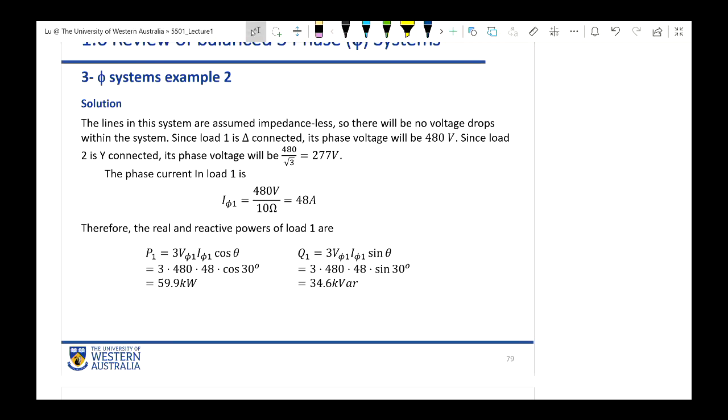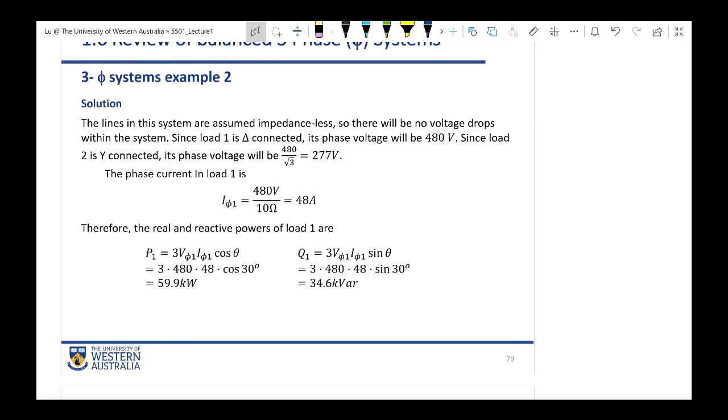Okay. And since load 1 is delta connected, its phase voltage will be the same as the line voltage, so 480 volts. And for load 2, it's Y connected, so the phase voltage magnitude will be the line voltage magnitude 480 divided by the square root of 3, which gives us 277 volts. Right. So everyone so far so good?